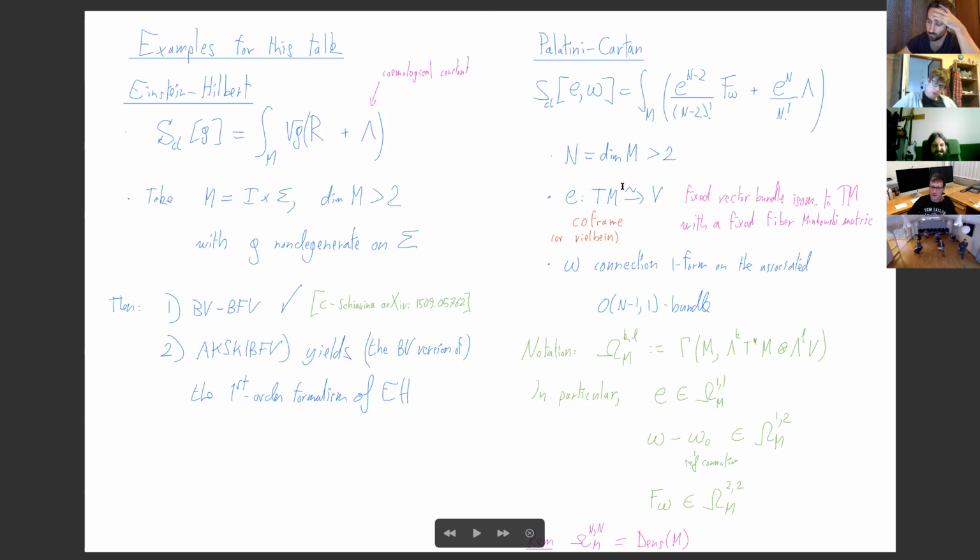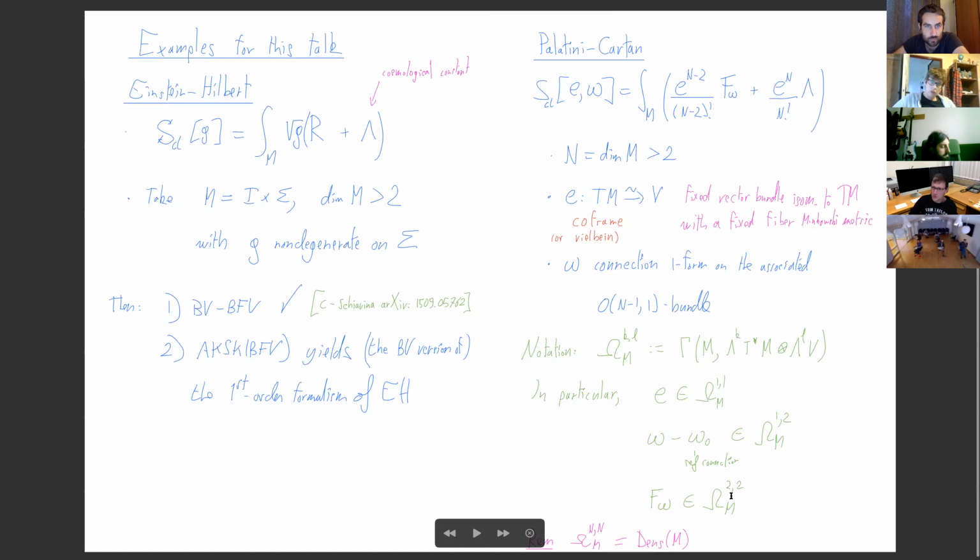And moreover, you have the condition that it is non-degenerate. On the other hand, using the fiber metric, so here you need some fiber Minkowski metric, you can identify connections, right, as an affine space modeled on 1-2 forms. And moreover, you can check that the curvature is a 2-2 form.